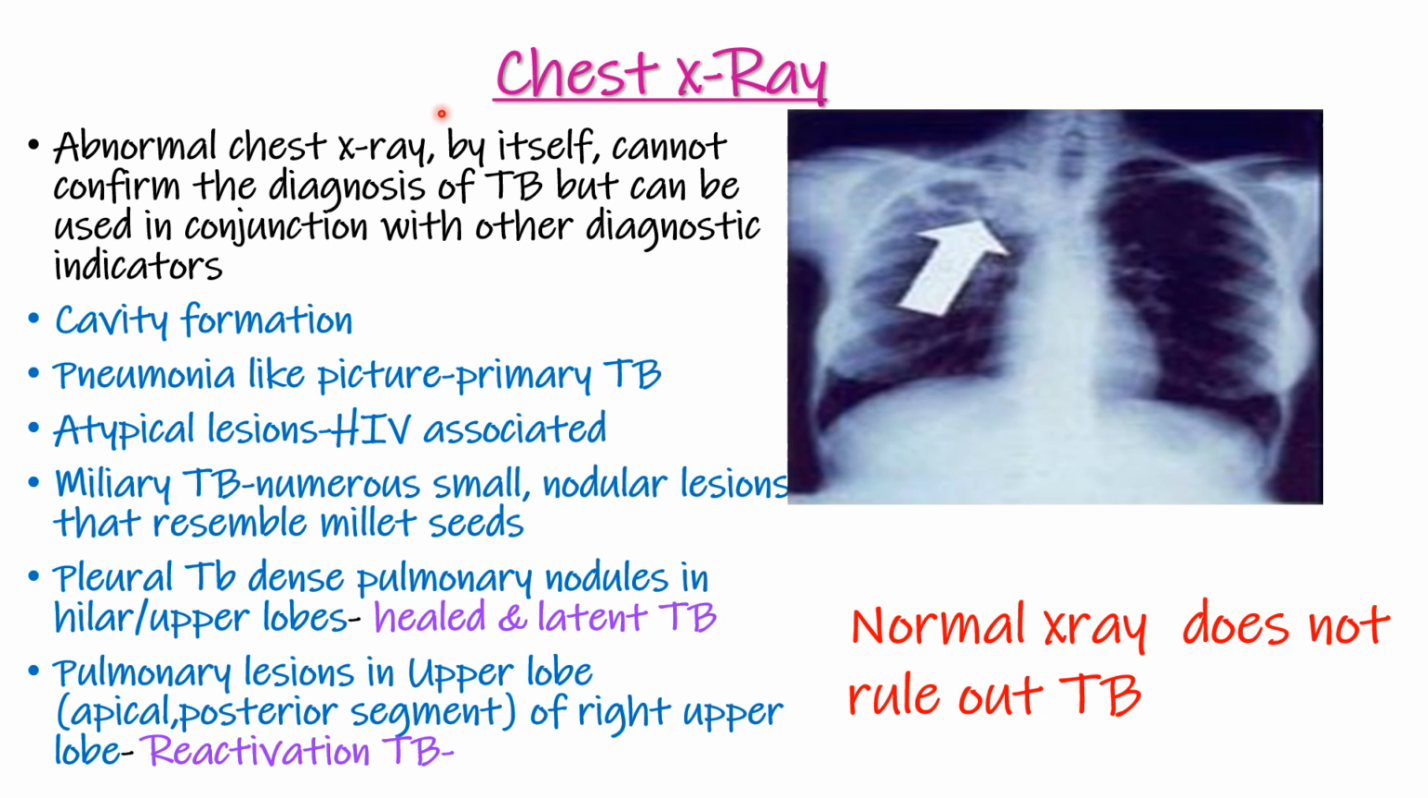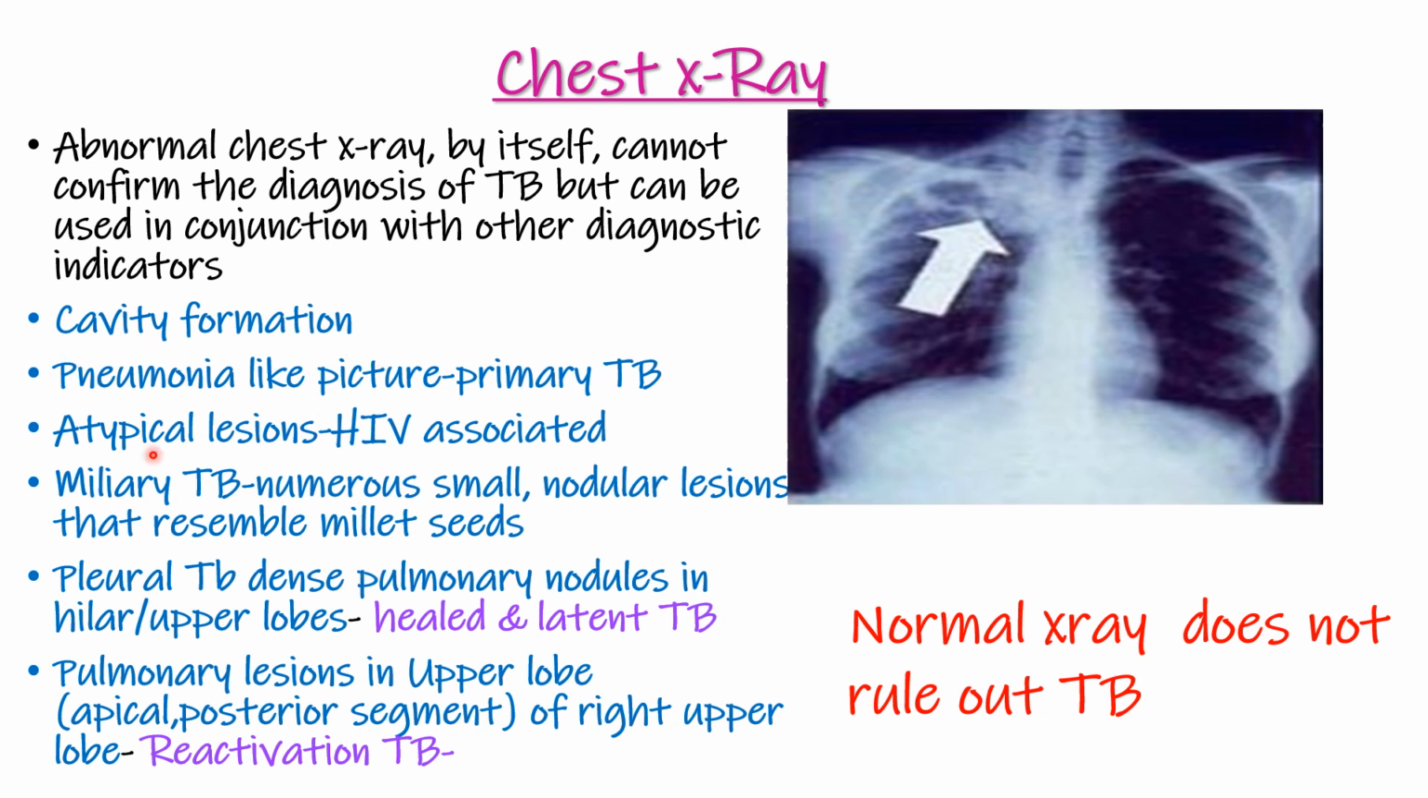So after you've taken the medical history and done the clinical examination, and your IGRA or TST is positive, you do a chest X-ray. However, an abnormal chest X-ray by itself cannot confirm the diagnosis of TB, but it can be used in conjunction with other diagnostic indications to support TB. So what will you see in terms of chest X-ray? What will you be looking for?